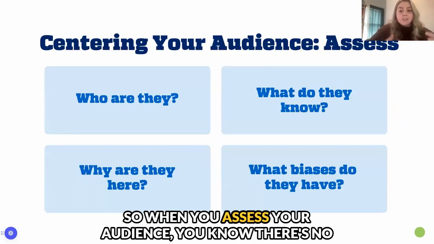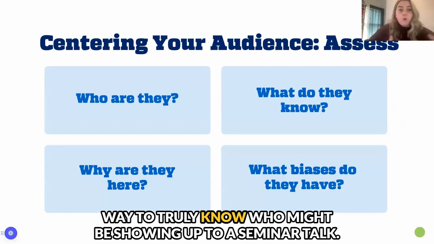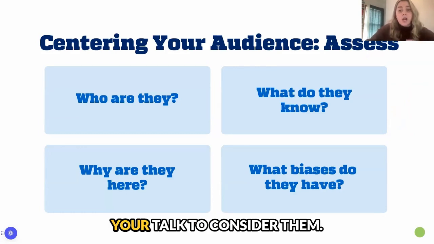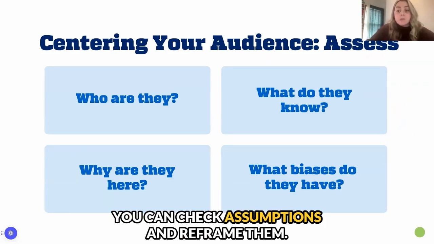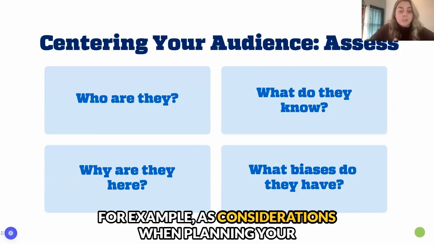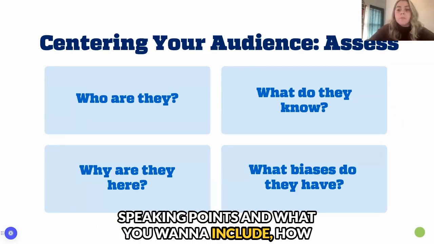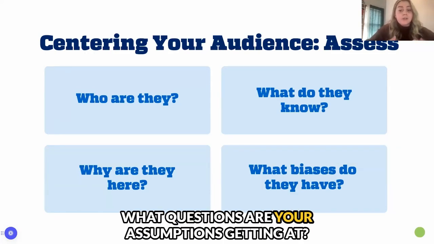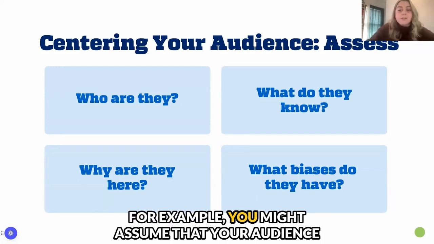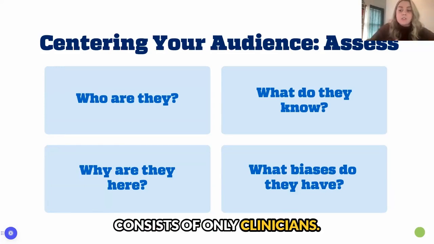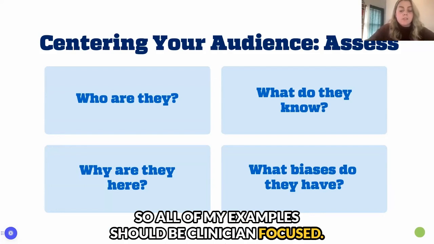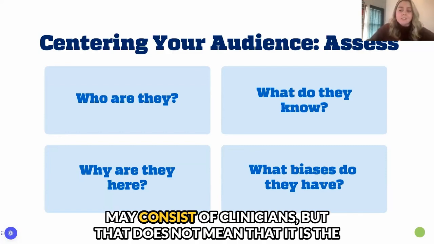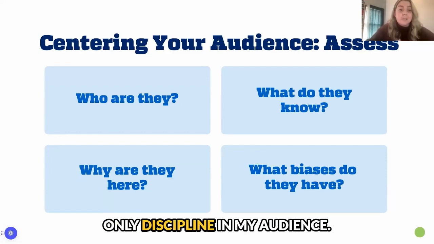When you assess your audience, there's no way to truly know who might be showing up to a seminar talk. However, it's possible to reflect on how you can tailor your talk to consider them. You can check assumptions and reframe them, for example, as considerations when planning your speaking points and what you want to include. How might your assumptions manifest in your talk? What questions are your assumptions getting at? For example, you might assume that your audience consists of only clinicians, so all of my examples should be clinician-focused. Instead, try reframing as, I recognize that my audience may consist of clinicians, but that is not the only discipline in my audience.